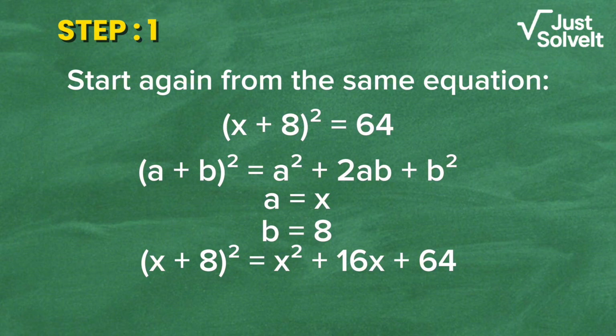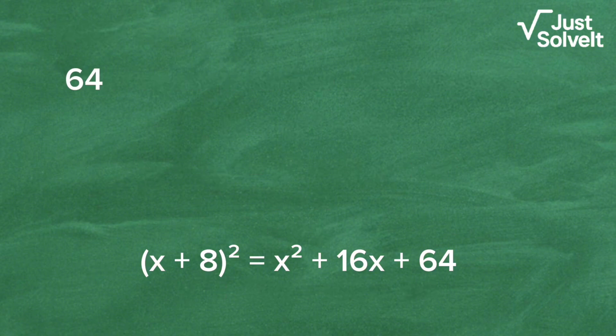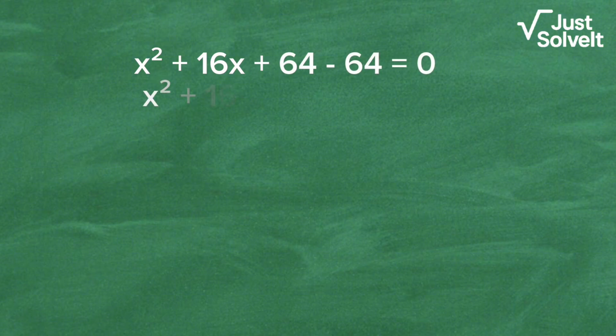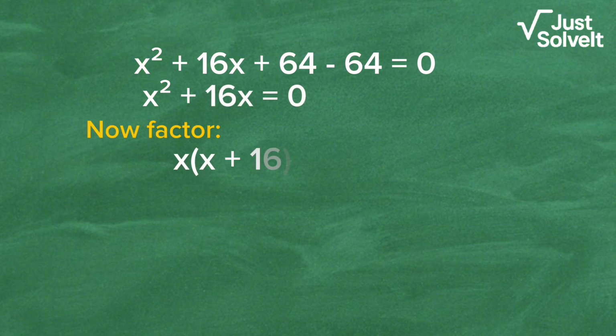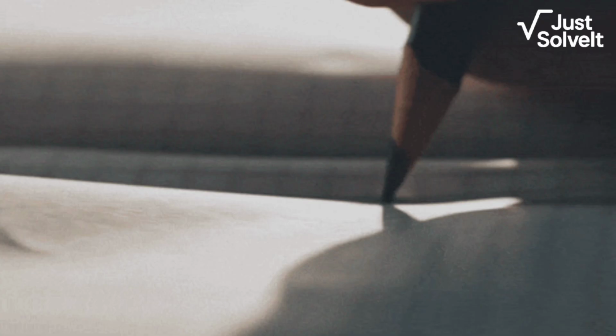Substitute into the equation: x² + 16x + 64 = 64. Move 64 to the left side: x² + 16x + 64 − 64 = 0. x² + 16x = 0. Now factor: x(x + 16) = 0. Again, apply the zero product rule. x = 0, x = −16. Same answers, just a different method.